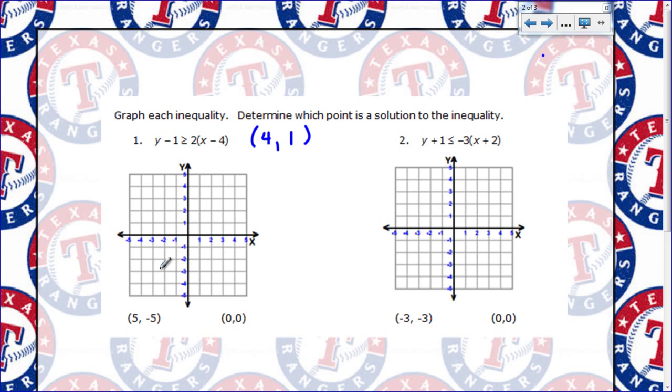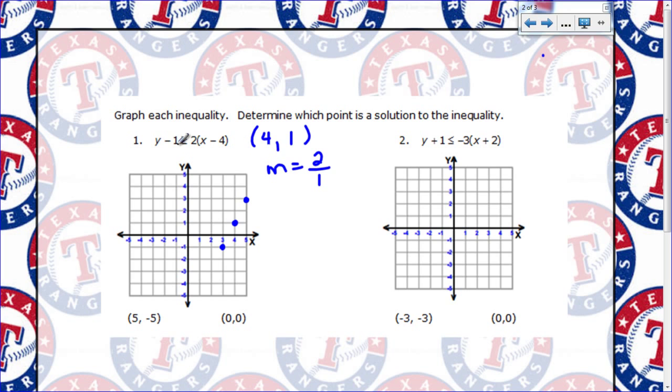So there's my point. I have to start at the point 4, 1. So I go over to 4 and up 1. There's a point on my line. Now my slope is 2, which is the same thing as saying 2 over 1. So I'm going to go up 2 and over 1 to make the next point on my line. If I wanted to go backwards, I could start at that point and go down 2 and to the left 1. I still have points that line up.